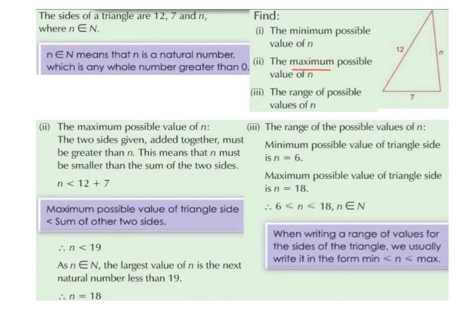Again, as with question 1, as n is an element of N, a natural number, the largest value of n is the next natural number less than 19. So what's the next number that is less than 19, a positive whole number? It's 18. So n is equal to 18.